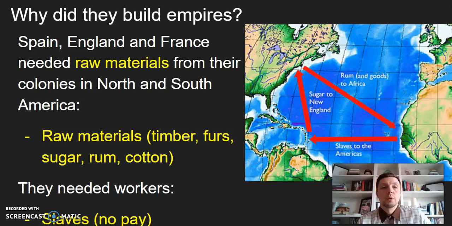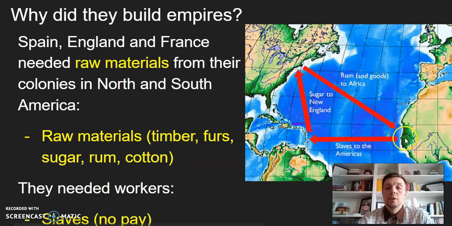Now let's go back to what we were talking about before. Why did they build empires? Spain, England, and France needed raw materials from their colonies in North and South America. Raw materials are things like timber, furs, sugar, rum, cotton, and in order to do this, they needed workers. Now, they don't get rich by paying their workers high wages and tons of vacation pay. These countries became very wealthy by using slavery, so not paying their workers.